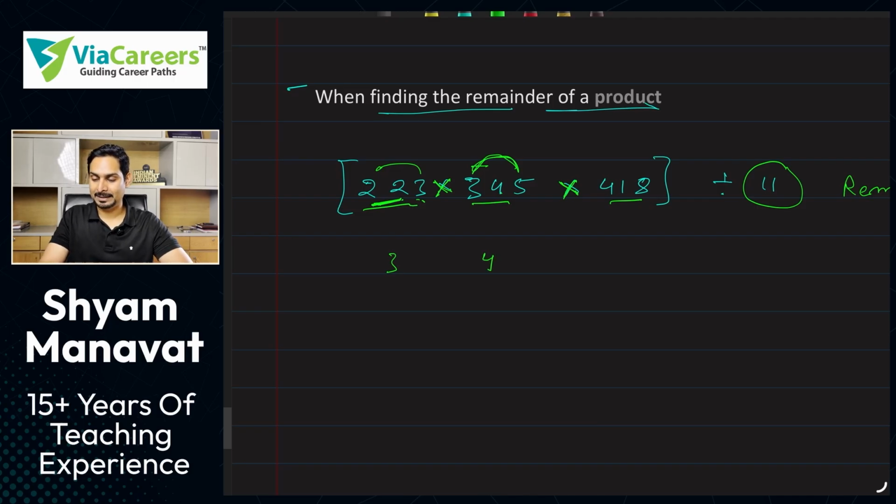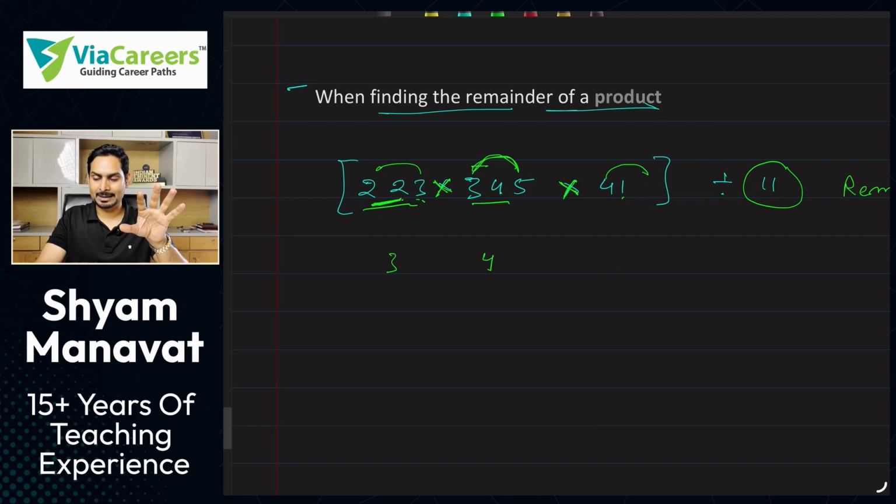Okay, and then here 4 plus 8 is 12, minus 1 is 11. So 11 when divided by 11, the remainder is what? 0. Okay, here it is 0, so let's change this number a little.